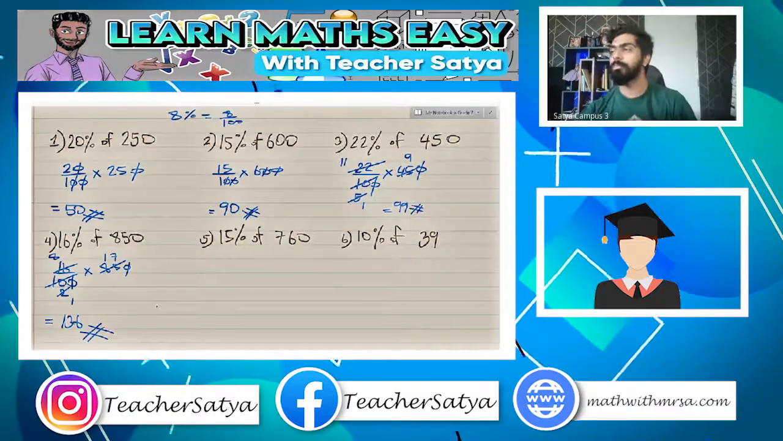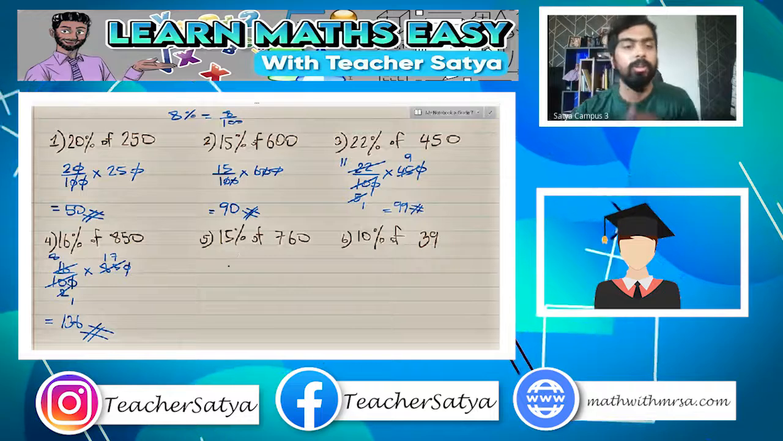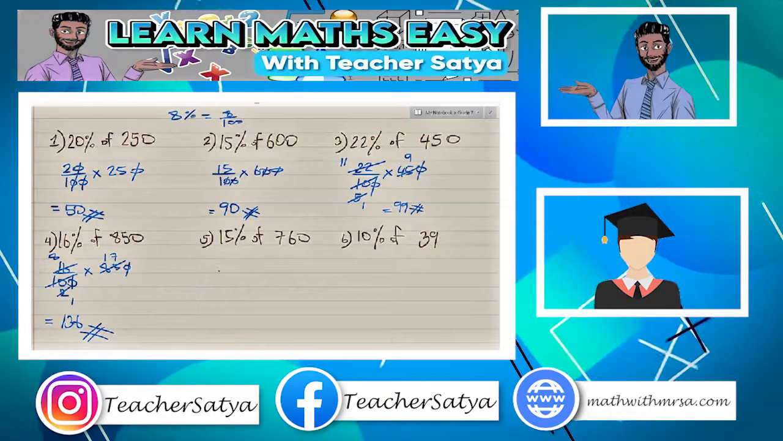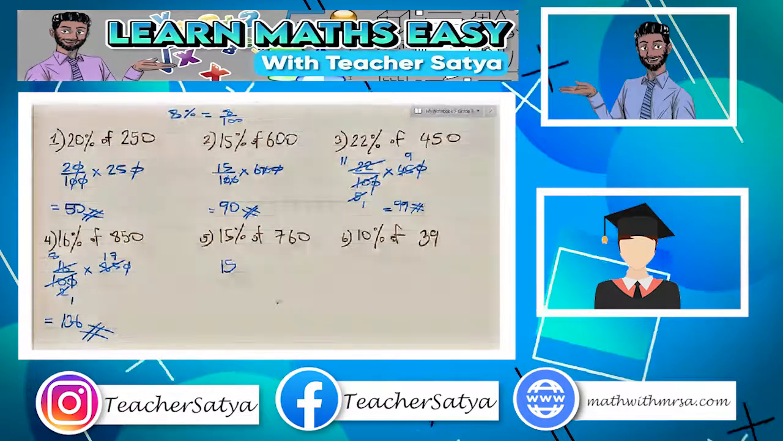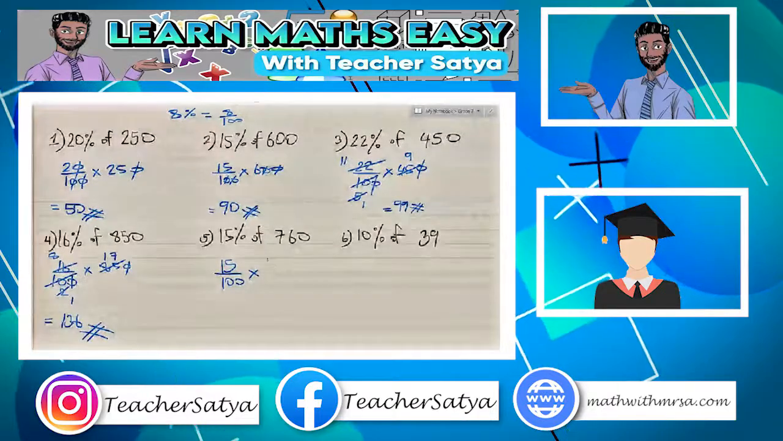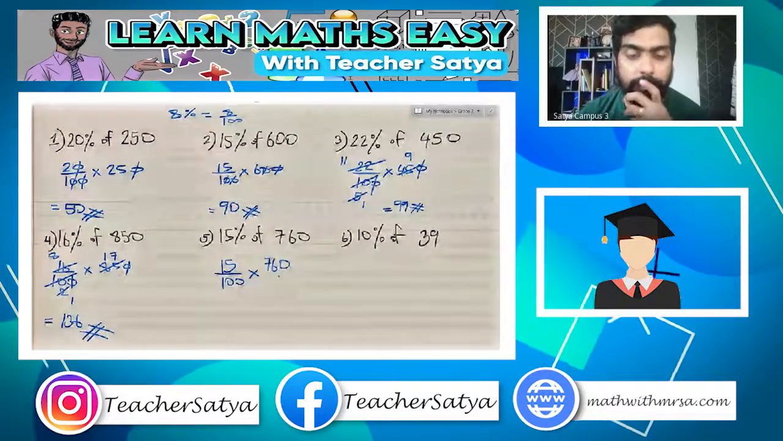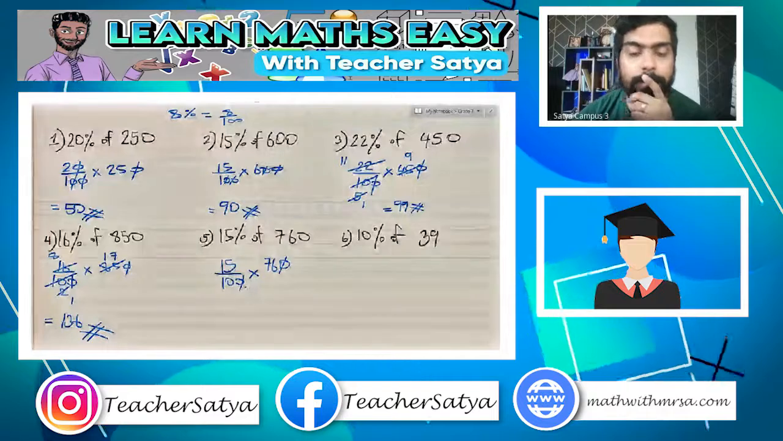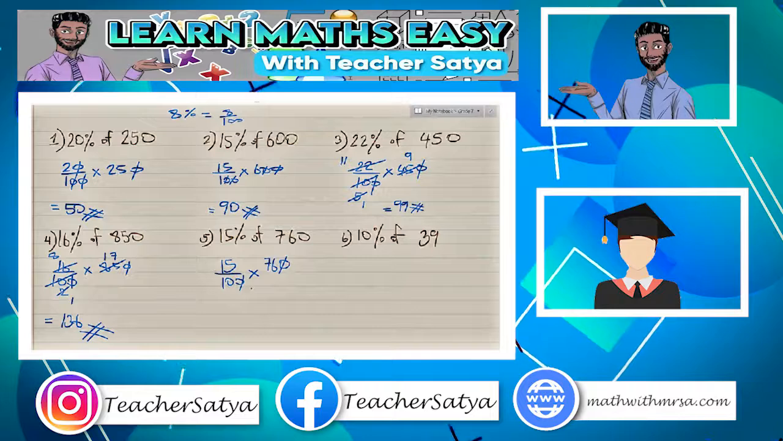All right, next one. Let me ask Good. What do we have for this one? 15 over 100 times 760. Okay, what can cut? 0. What else can cut? What about 15 and 10? Can they cut? Yes.